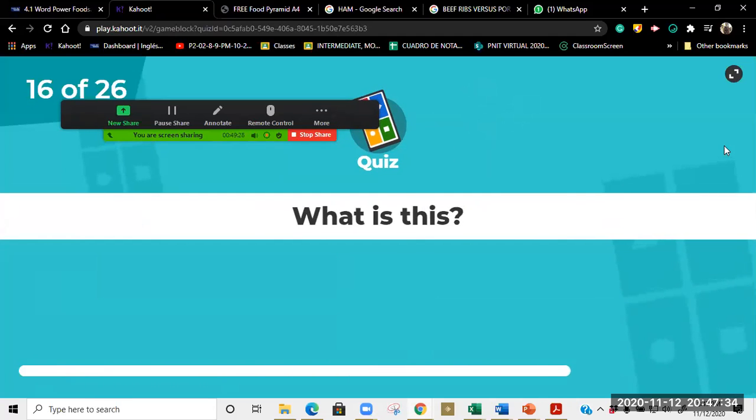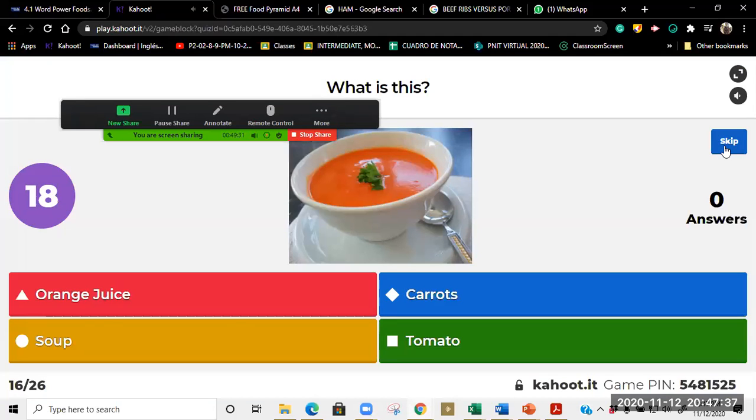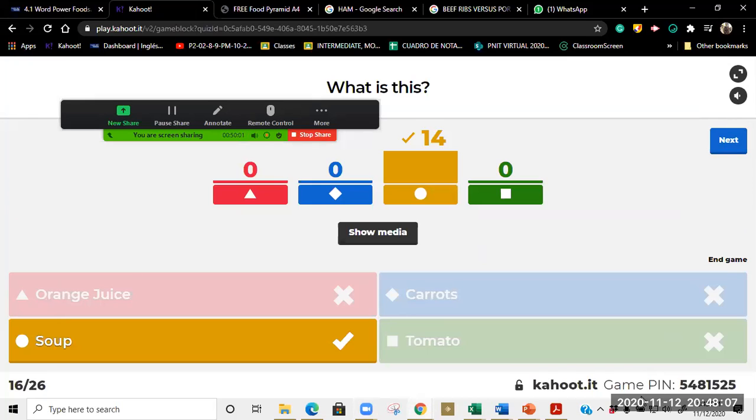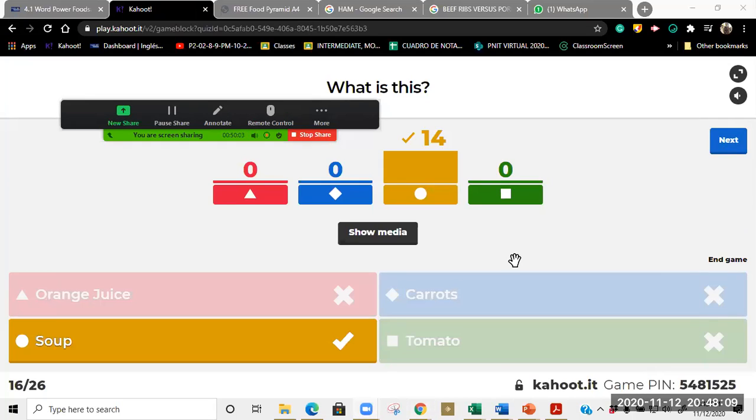what is this? Ooh, delicious. Soup. Very good. Pareciera que no he cenado porque ya me dio apetito. Even though you write it like this, you say soup. For example, this one in the picture was a tomato soup.